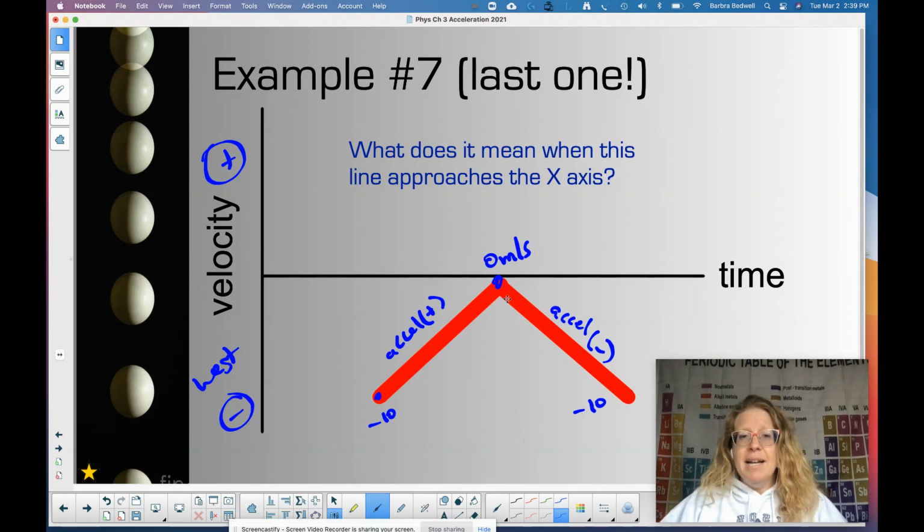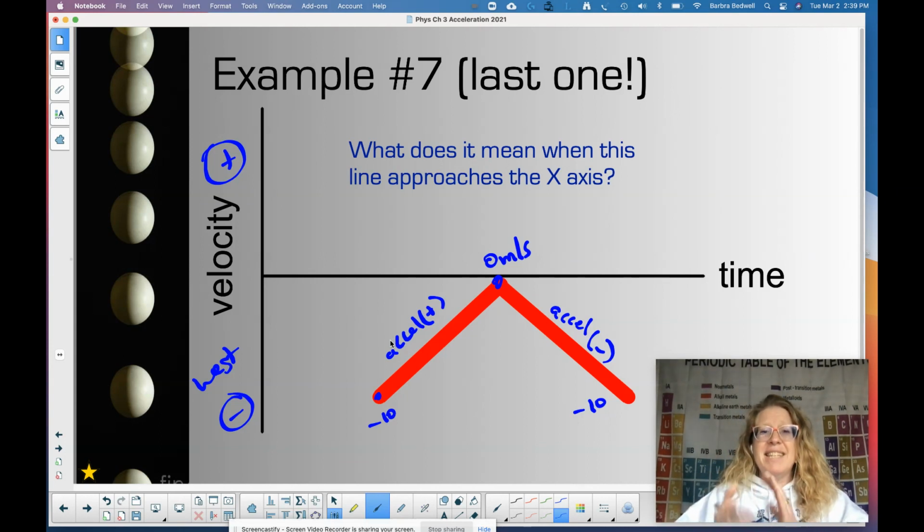Take your time and look for that important landmark of crossing the x-axis and comparing your signs. If you're on the negative side and you have negative slope, you're speeding up. If you have negative velocity, but you've got a positive acceleration, you're actually slowing down. If the velocity signs and the acceleration signs are the same, you're speeding up. If your velocities and acceleration are opposite signs, you're slowing down.